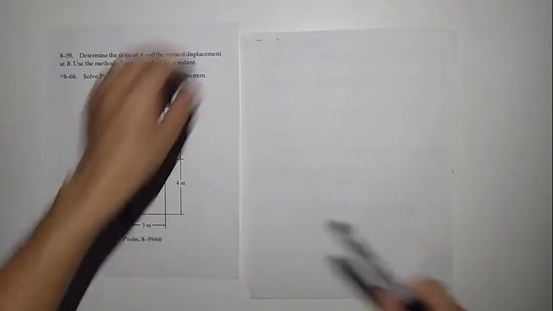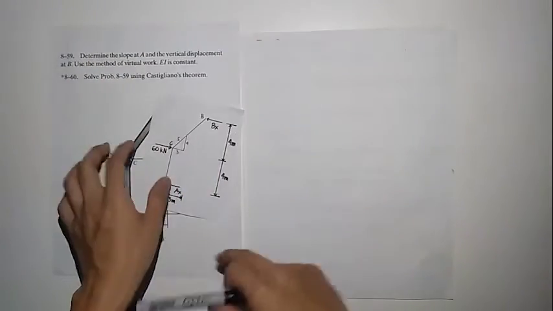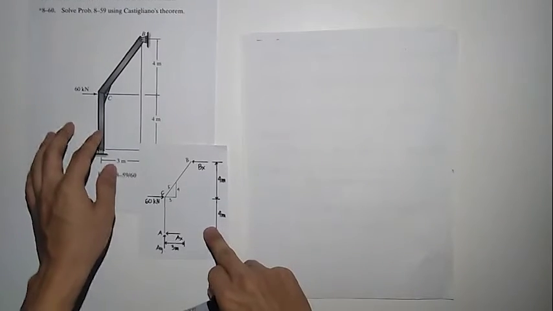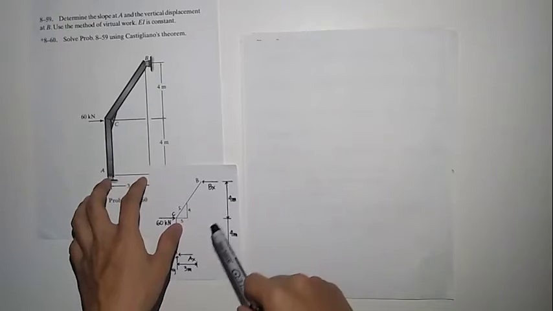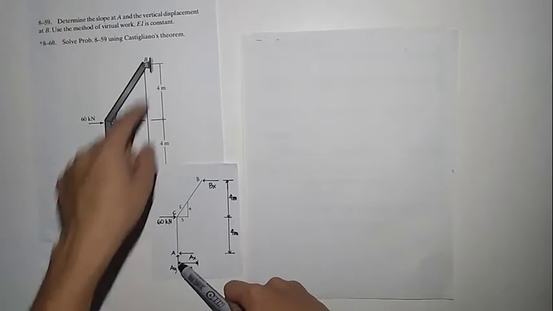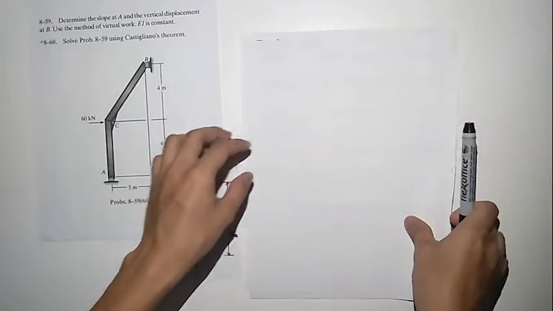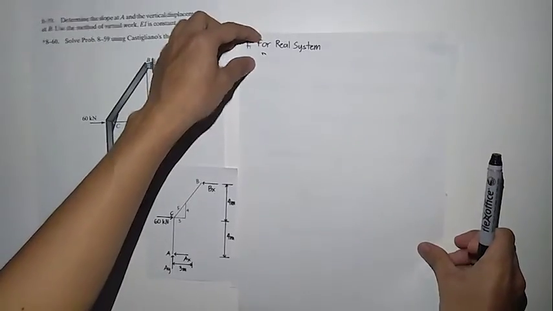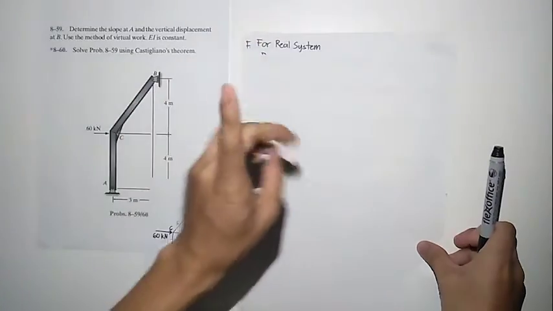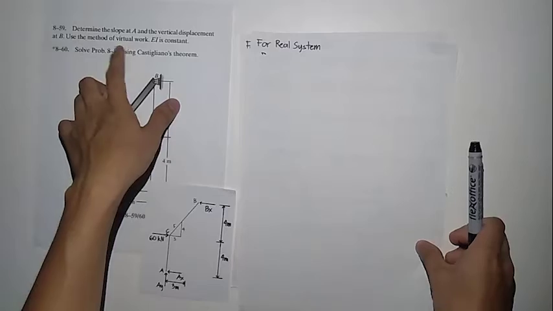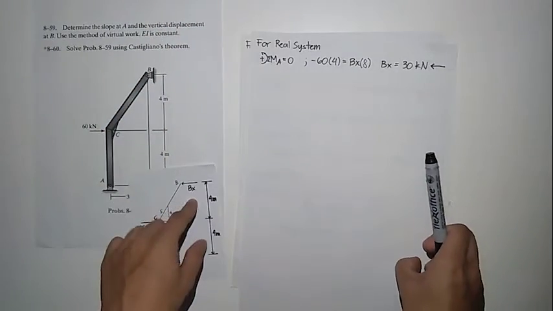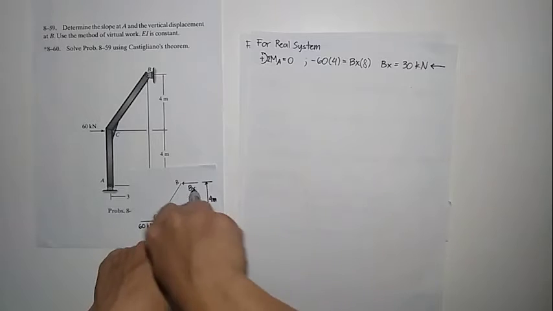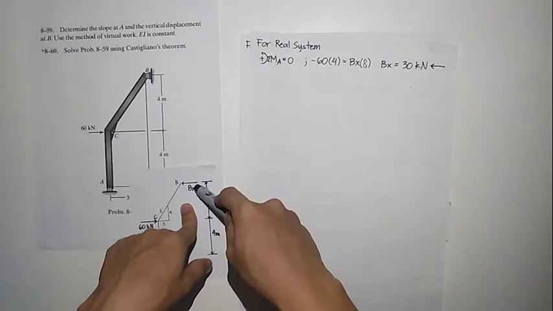So, unang-una pong gagawin natin ay gagawa po tayo ng FBD. Ito po ang FBD, para po mahanap ang mga reactions po dito. So, uunahin po natin ang pag-solve for the real system. Dalawa po yan: for real system at saka sa virtual. So, uunahin po natin kung paano po makukuha ang reaction dito sa BX.